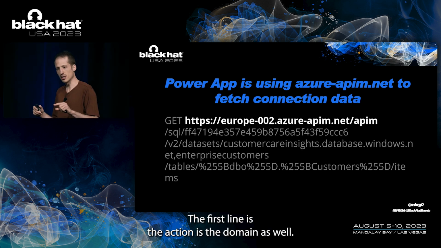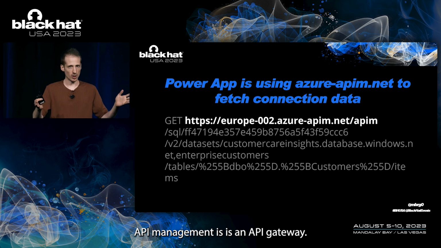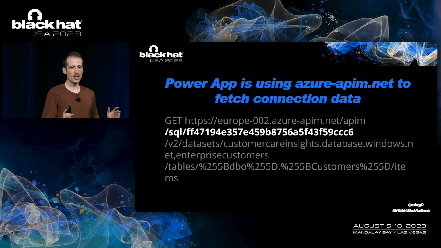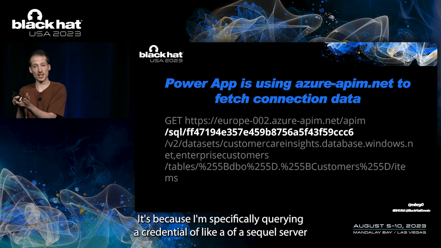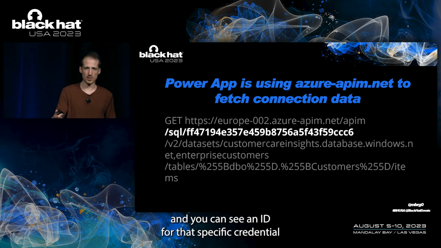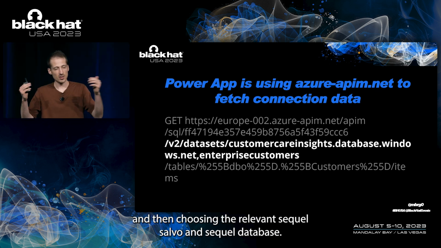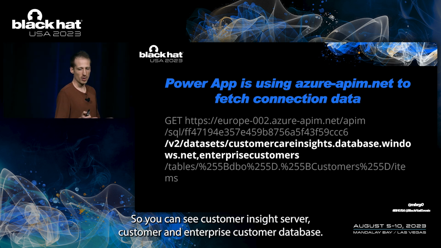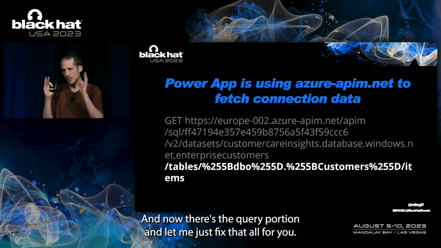The first line is the domain. Azure API Management is an API gateway, all right? So everything goes through this API gateway. That's fine. After that, it's going to SQL. It's because I'm specifically querying a credential of a SQL server, and you can see an ID for that specific credential. And then it's choosing the relevant SQL server and SQL database. So you can see customer insight server, enterprise customer database. And now there's the query portion.